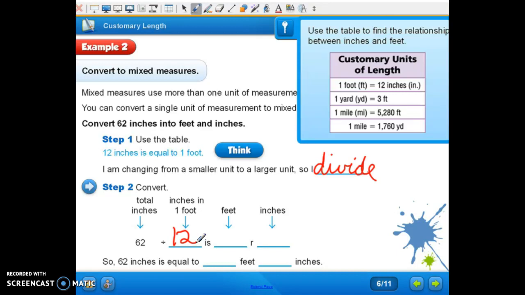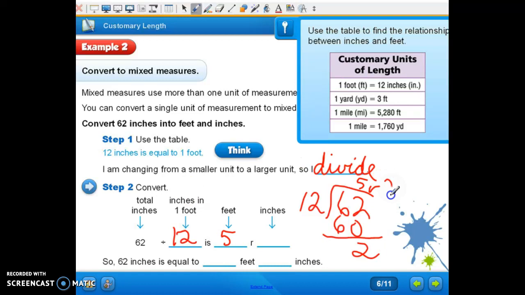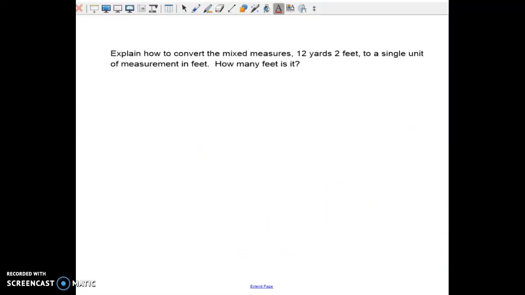So 62 divided by 12. If we have 62 and we're dividing by 12, how many 12s in 62? 5. Right, that's 60. What was our remaining? 2. That's inches. So 62 inches is equal to 5 feet 2 inches. Any questions? No? All right.